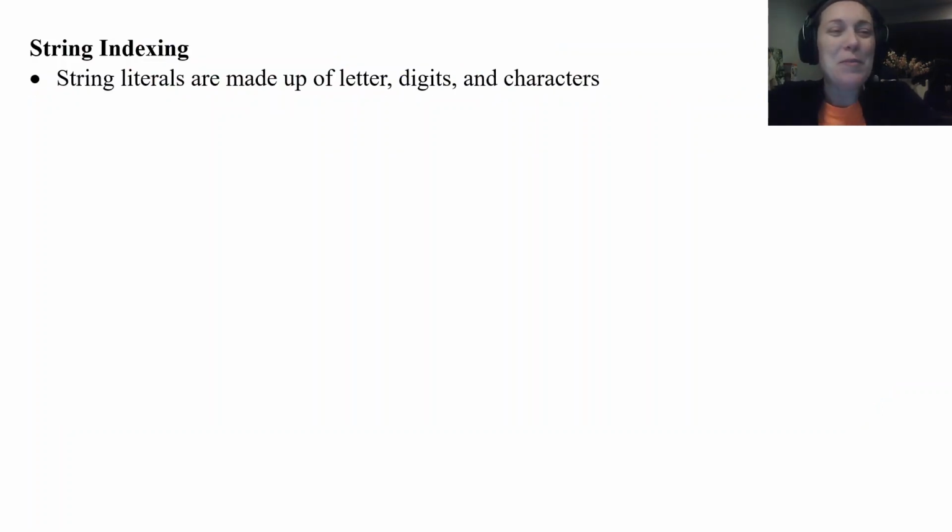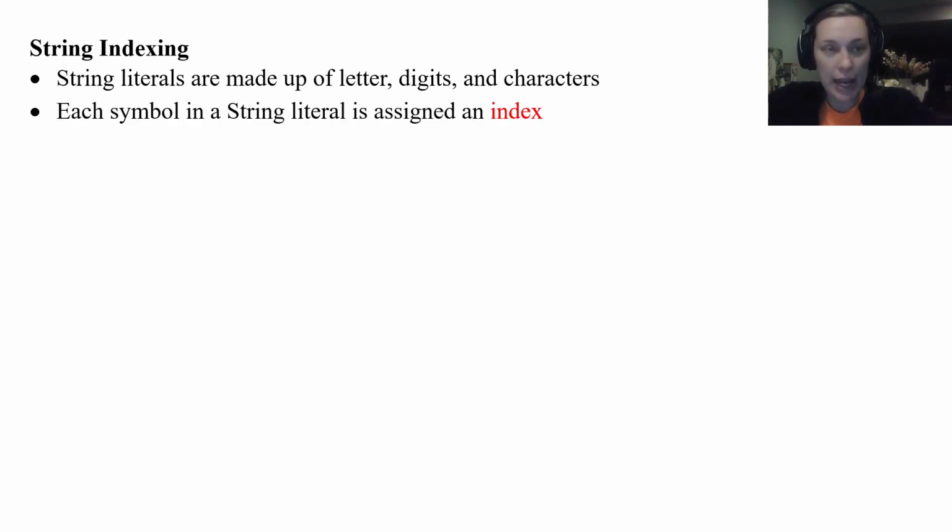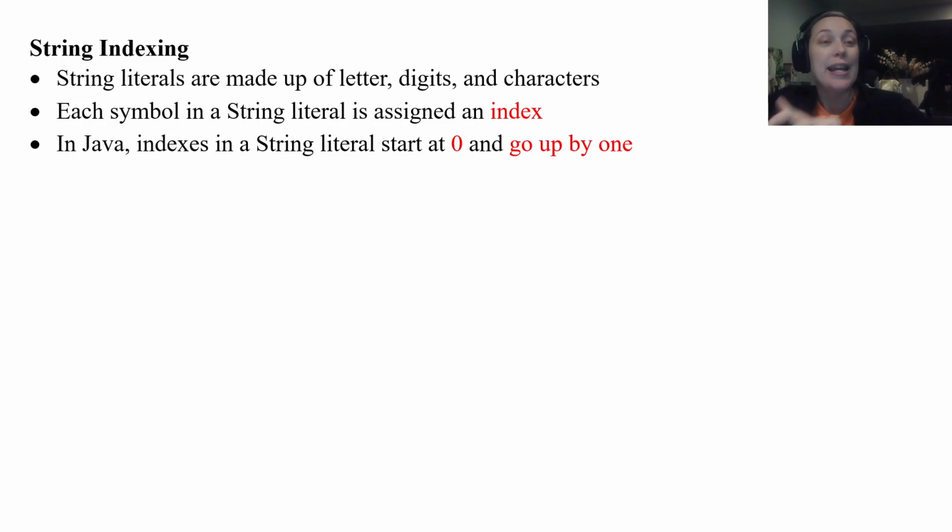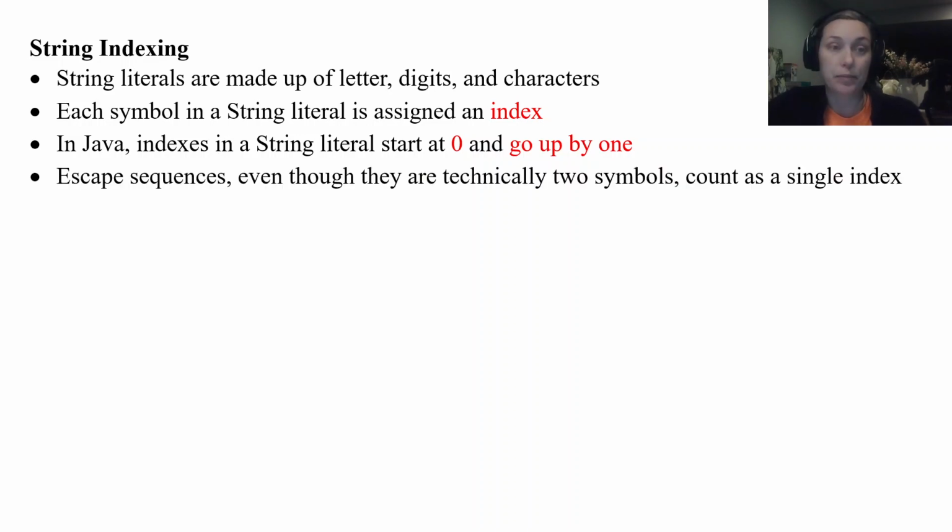So let's get started. Before talking about string methods, we have to talk about string indexing. So we know that string literals are made up of letters, digits, and characters together. And each symbol in a string literal is assigned what's called an index. In Java, indexes in a string literal start at 0 and then go up by 1. Escape sequences, which we talked about in the last lesson, even though technically they are two symbols, count as a single index. So like the tab escape sequence, it's made up of two symbols, but that counts as a single index in Java.